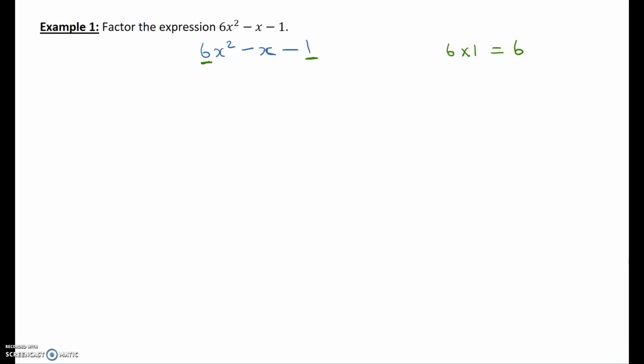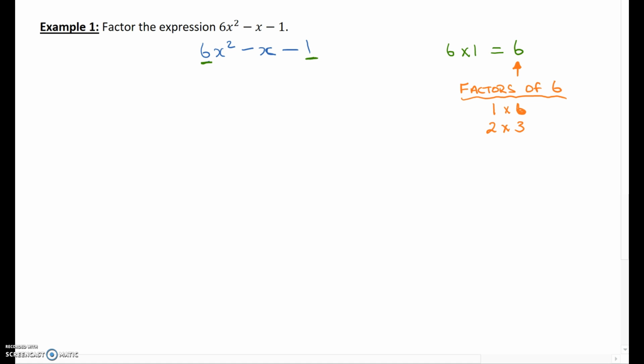Now the second step is to find factors of whatever this answer was. So we're going to find factors of 6. Now we're choosing 6 because it was the product of these two, not because it started with a 6. That's a coincidence. We're choosing to find the factors of 6 because 6 is the product of these two. So the factors of 6 are 1 times 6 and 2 times 3.